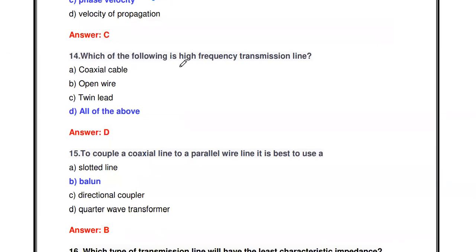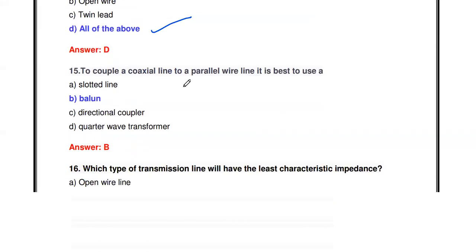The next thing, which of the following is a high frequency transmission line? A transmission line handling high frequency signals is called a high frequency transmission line. So which transmission lines handle high frequency? Coaxial cable, open wire, twin lead, all of the above. It's a high frequency transmission line.